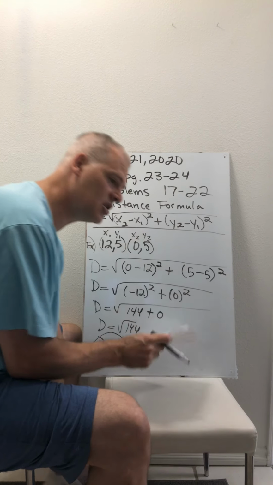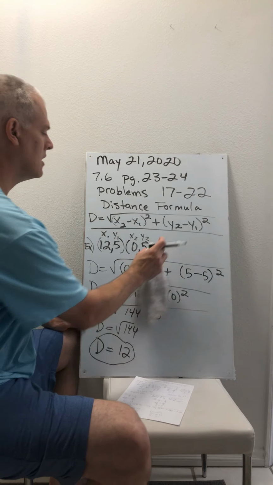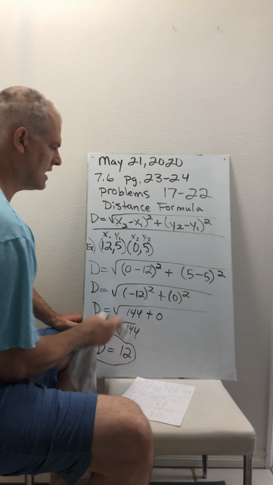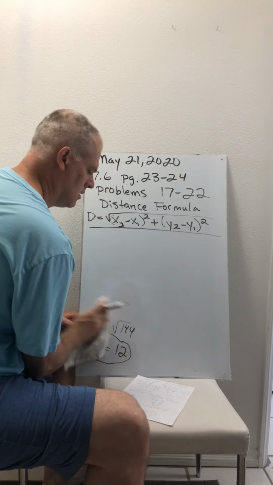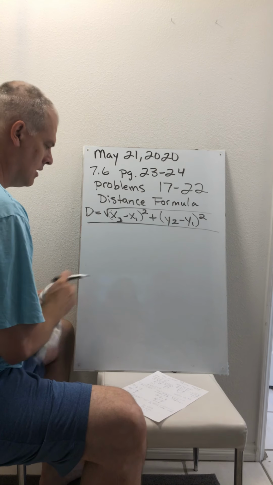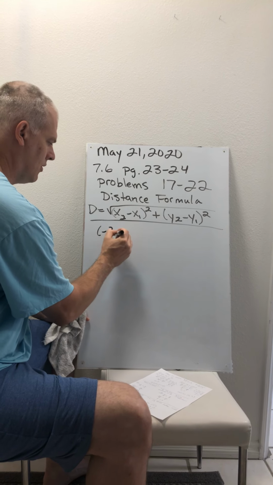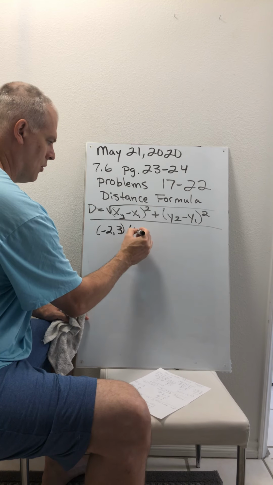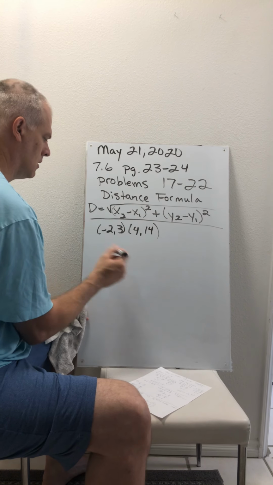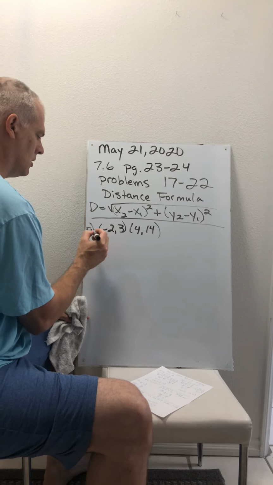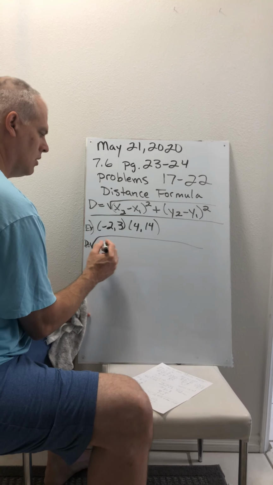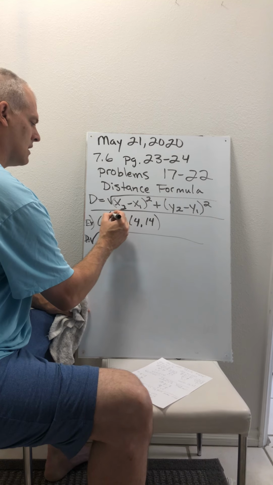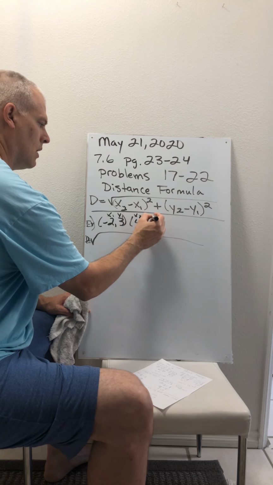So now I'm going to do a problem that is a decimal. So that way you know what to do if you get a decimal. Okay, so let's start over. The points are negative 2, 3, and 4, 14. Okay, so this is another example. So again, I put d equals the square root of, this is x1, y1, x2, y2.